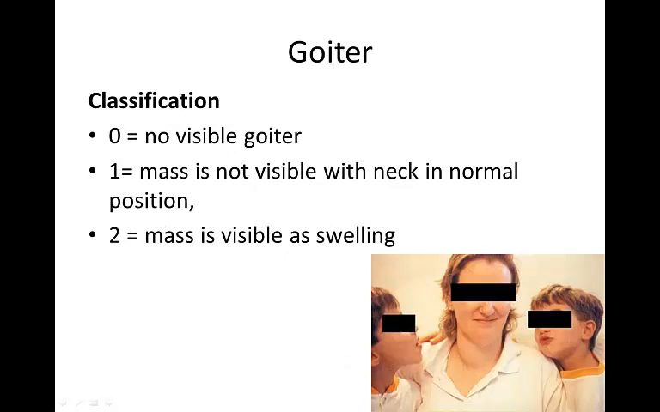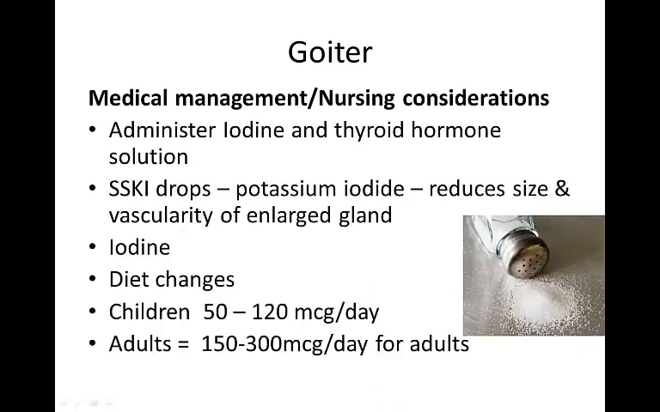Classification of goiter: 0 is no palpable or visible goiter. 1, the mass is not visible with neck in the normal position, but goiter can be palpated and moves when the patient swallows. 2, the mass is visible as swelling when the neck is in normal position. The goiter is easily palpated and usually asymmetric. The classification status is defined for treatment parameters.